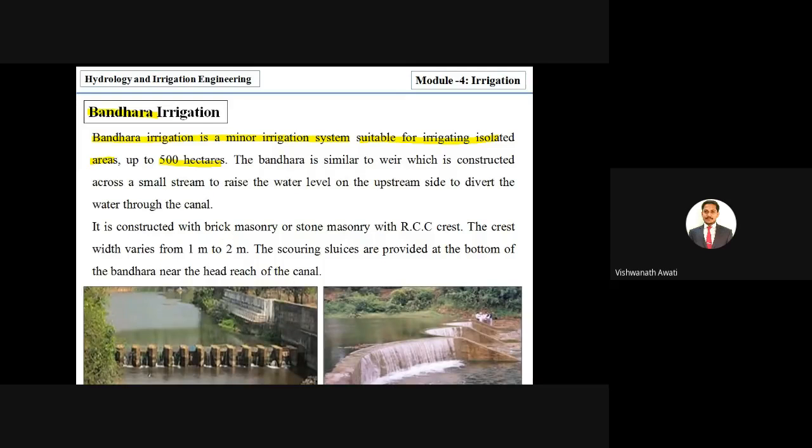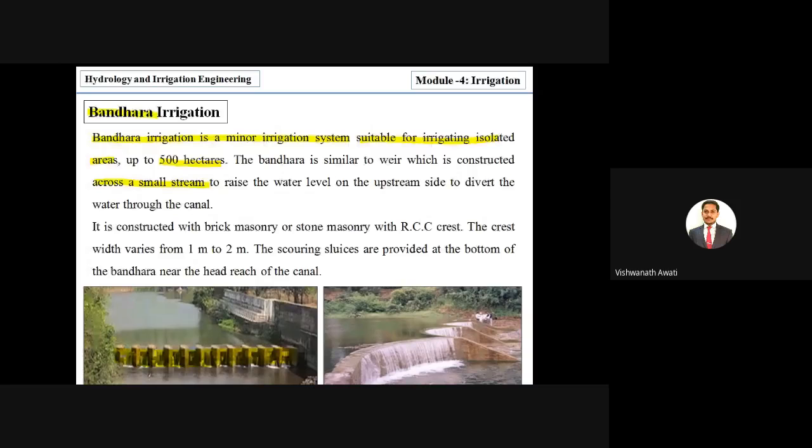Bandar irrigation. Bandar is similar to a weir, which is constructed across a small stream, raises the water level on the upstream side, and diverts the water through a canal. You can see in the image these are small structures constructed across small streams, built with the help of stone as well as brick, right?